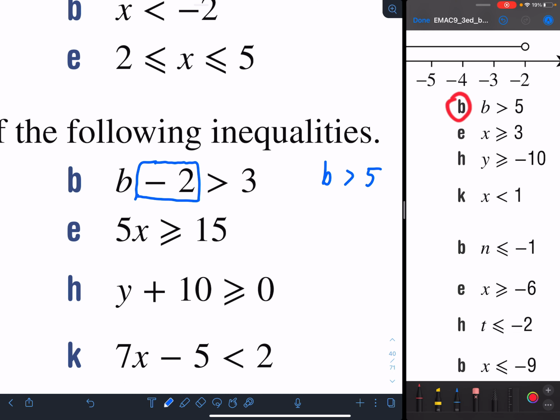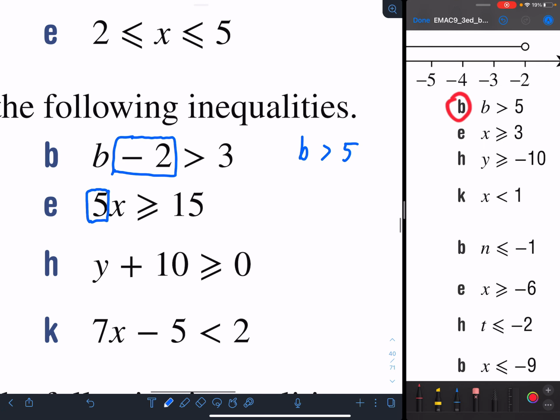This time with question E, we've got 5x is greater than or equal to 15. Again, we want to remove the 5 from the left-hand side of the inequality. So we need to do the opposite of 5 times x. The opposite of times 5 is divide by 5, so we divide both sides by 5. On the right-hand side, 15 divided by 5 is 3, and we've got it there.